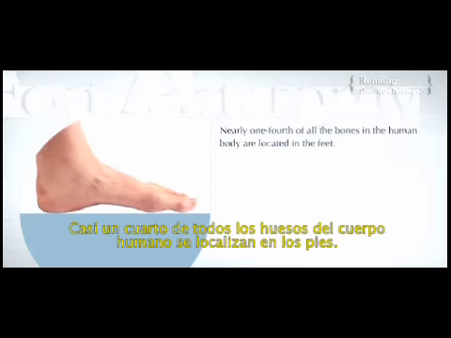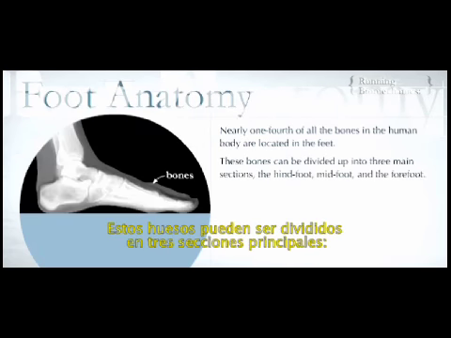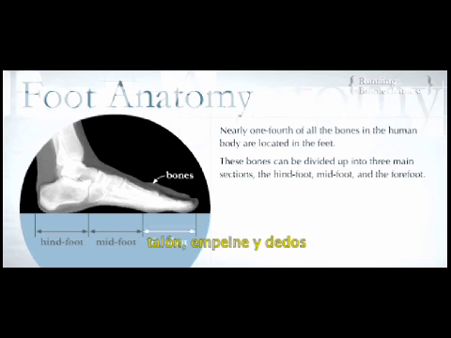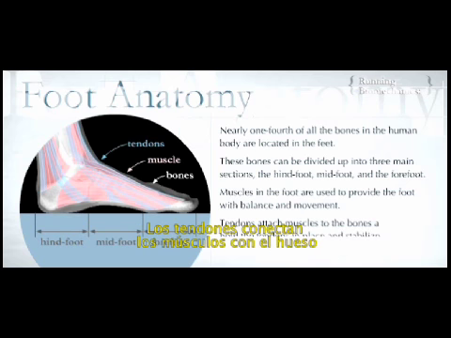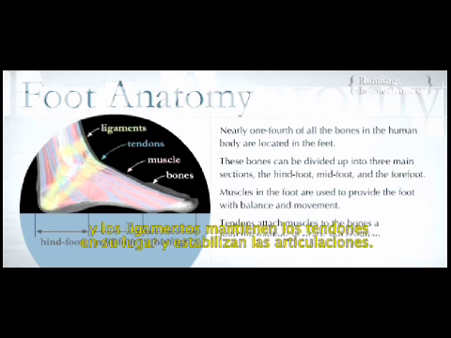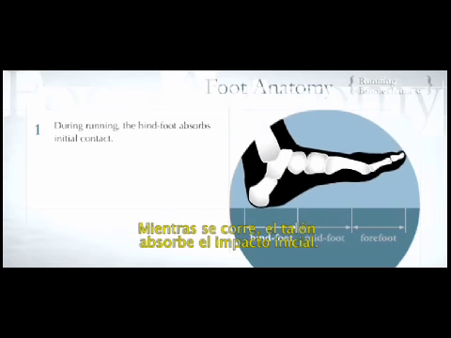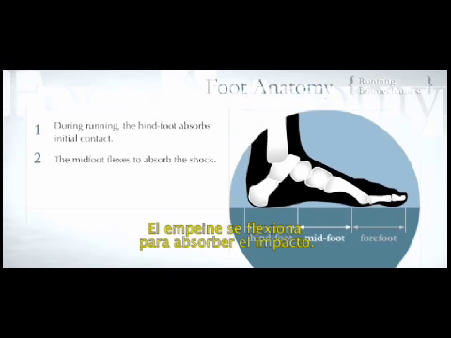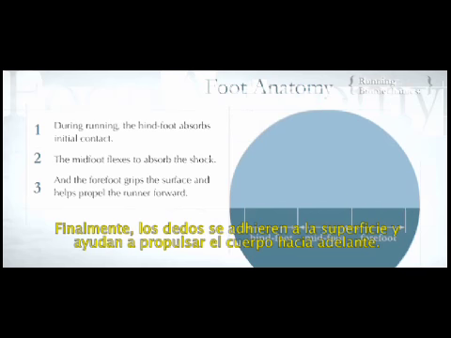Nearly 1/4 of all the bones in the human body are located in the feet. These bones can be divided into 3 main sections: the hindfoot, midfoot, and the forefoot. Muscles in the foot are used to provide the foot with balance and movement. Tendons attach muscles to the bones, and ligaments hold the tendons in place and stabilize the joints. During running, the hindfoot absorbs initial contact, the midfoot flexes to absorb the shock, and the forefoot grips the surface and helps propel the runner forward.